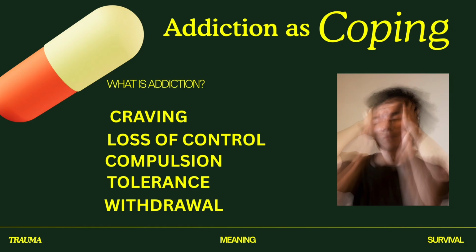Some key features of addiction include craving. This is the strong urge or desire to use the substance or do the behavior. We also have loss of control. This is when the person uses more or longer than intended. Compulsion, this is the repeated use despite negative effects on health, relationships, work, or life.